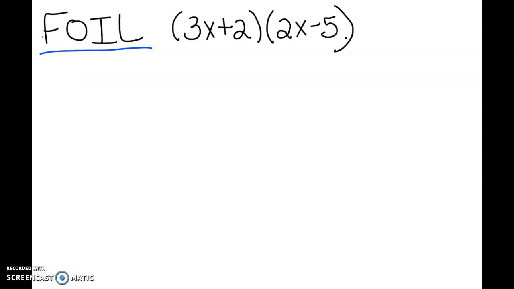FOIL is basically distribution. The first letter F stands for first, so you would be multiplying the first term times the first term, and in this case 3x times 2x is 6x to the second power. You then would multiply 3x times -5, which would give you -15x. And then the inside, so that's the outer, the 3x and the -5. The inner is the 2 times 2x. That, of course, is 4x.